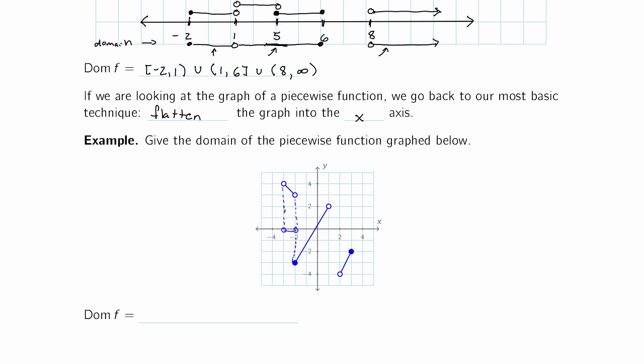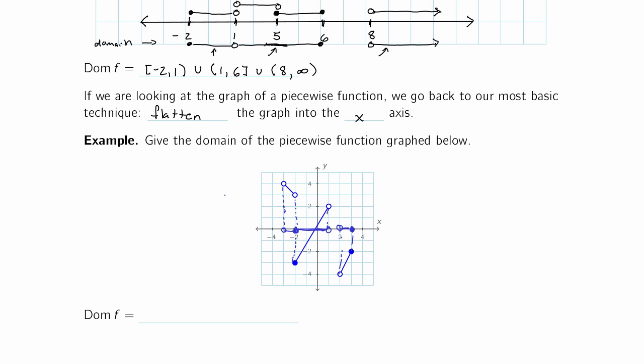This piece comes up into the x-axis with a filled dot at this point. Remember, filled dots take precedence over empty dots. Comes down into the x-axis with an empty dot here. So we're in between there. And then this piece we flatten into the x-axis with an empty dot here, a filled dot here, and the points in between. Again, we're never going to have any overlap in the domain because this is a function. It passes the vertical line test.